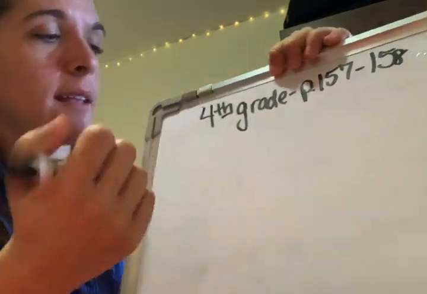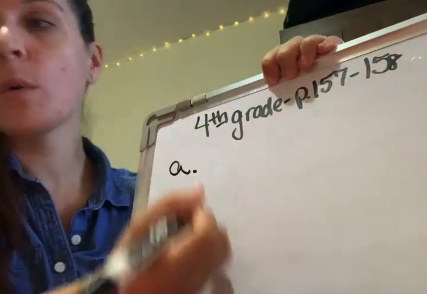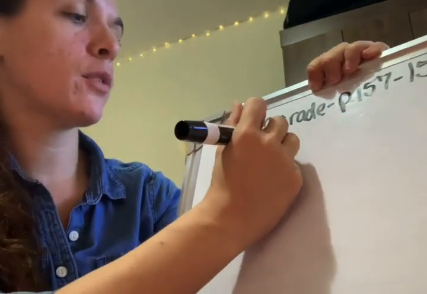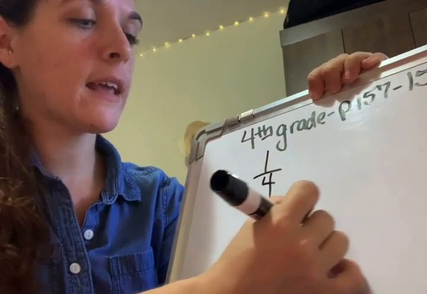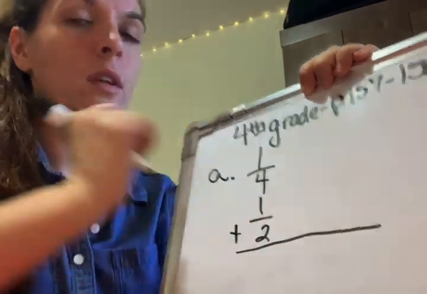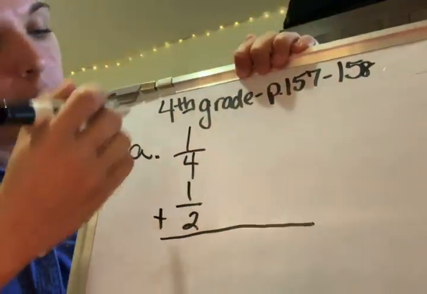Okay, number three, I definitely want to make sure that we're always practicing a few of number three. So I'm going to do letter A with you. Go ahead and do it, and then we'll check it together, but I'll wait for you. Go ahead and do number three, letter A.